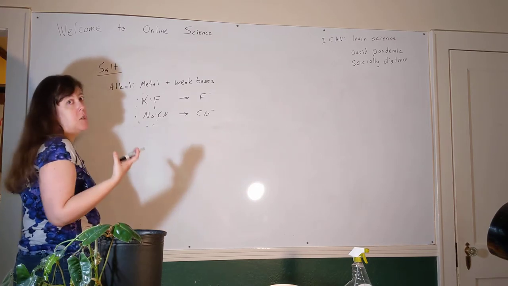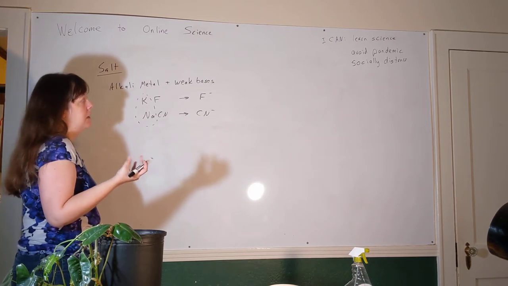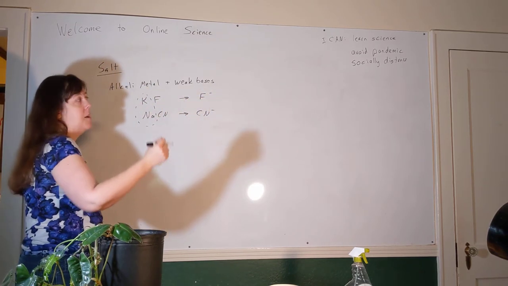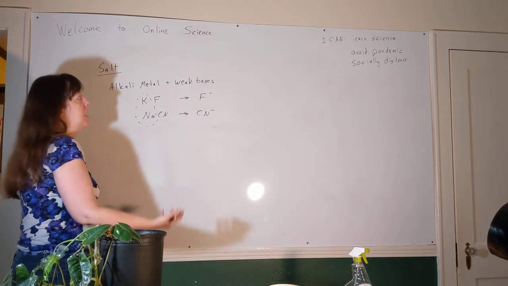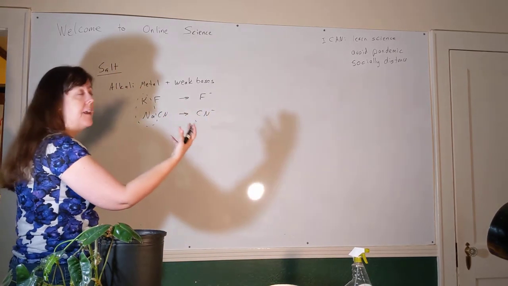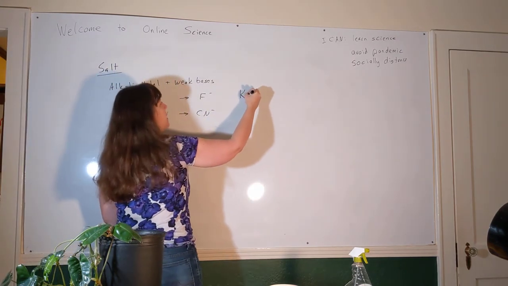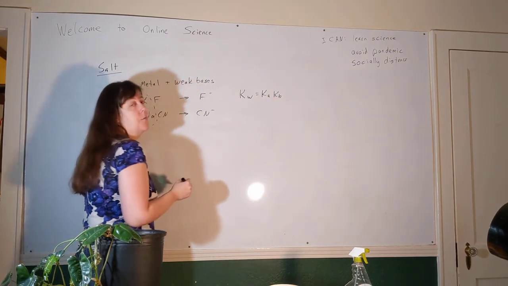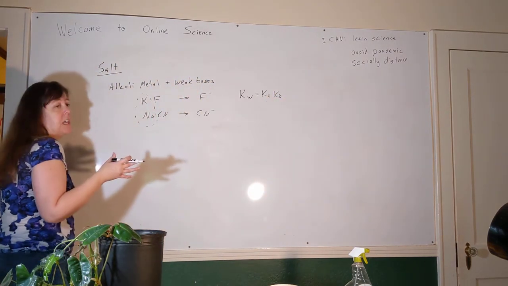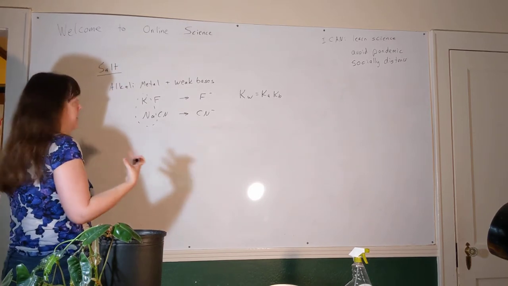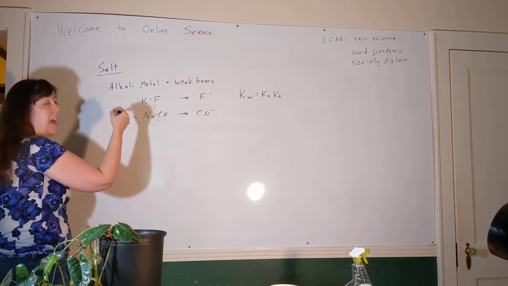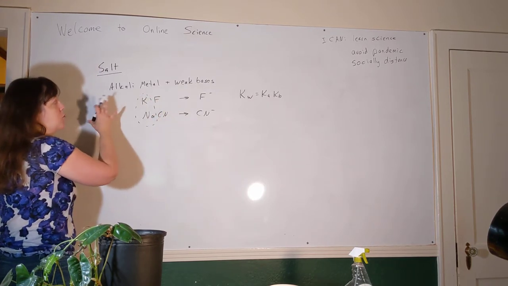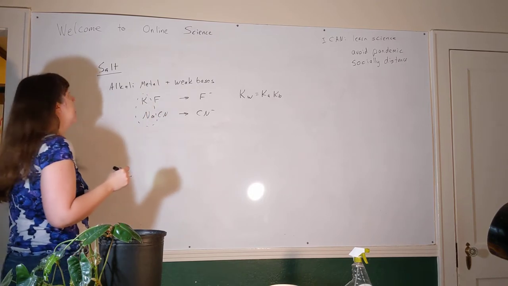So when that's the case, it's going to be just like the one that you had in the video, which is you'll draw an ICE table with these bases reacting with water to make their conjugate acids and OH minus. If you're given the Ka for the acid, you need to remember that Kw is also equal to Ka times Kb if you need a Kb value for a conjugate base. So there are a couple of things to keep in mind here, but the most important concept is the first one, which is that KF is not really KF. KF is potassium ions and fluoride ions. The potassium ions don't do anything, so the fluoride ions are what we care about.